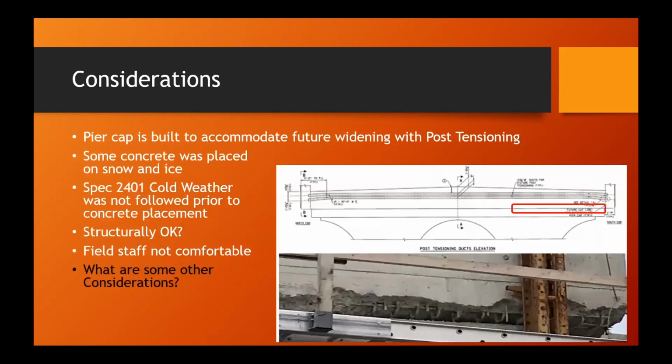So some few more considerations to add is the pier cap is built to accommodate future widening with post-tensioning. Some concrete was placed on snow and ice. Spec 2401 for cold weather concreting was not followed prior to concrete placement. Is the pier structurally okay? The field staff is just not comfortable of the way it turned out.